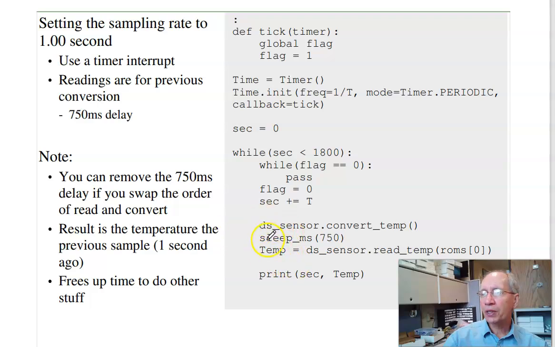If I swap the order, since this is a 1 second sampling rate, I could say start the conversion, wait for the 1 second to elapse, print it, start the conversion, wait for 1 second to elapse. That would also work. When you display the temperature reading, this is actually the reading from the previous conversion. So the data is always like 1 second old. If I did that, I wouldn't have the sleep command in there. This burns up time, limits what else I can do with the Pi Pico.